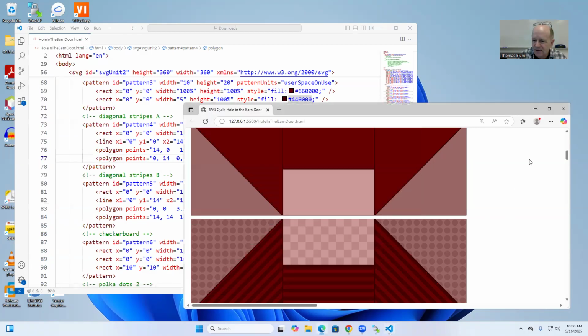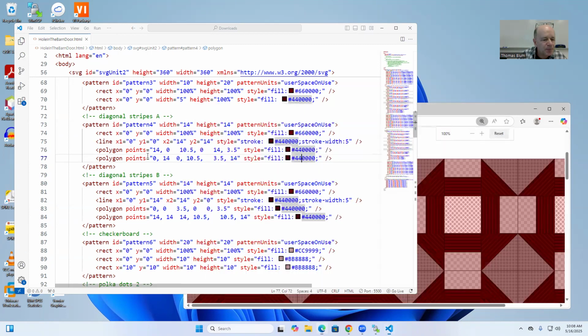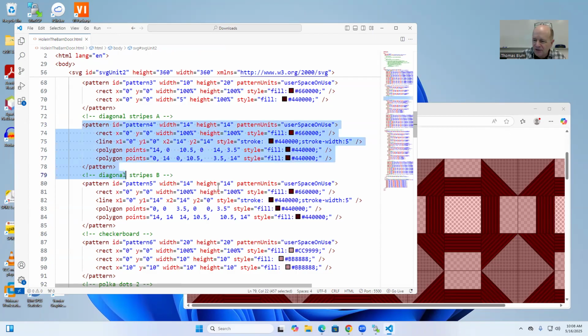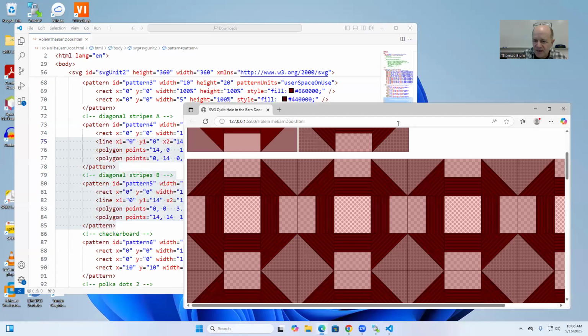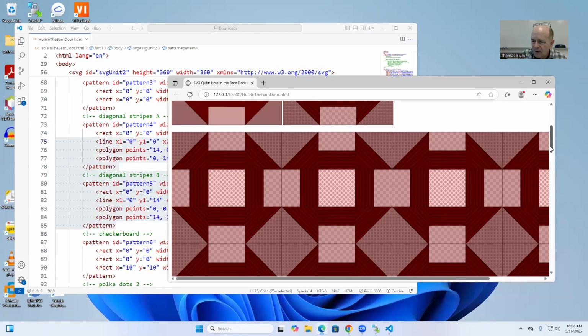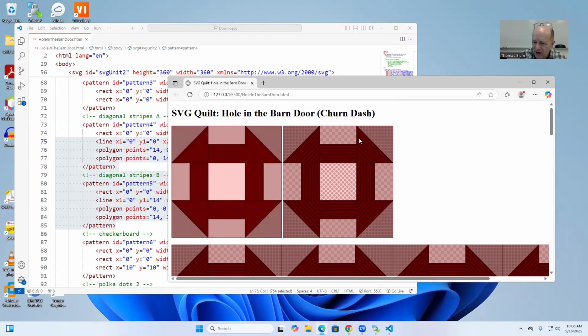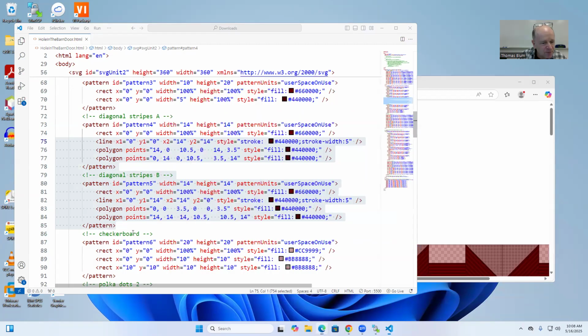Save. And there we are. I don't need to be quite so gargantuan. Okay, so that was my diagonal stripes, and I have diagonals in both directions. So here's one kind of diagonal. Here's the other kind of diagonal.